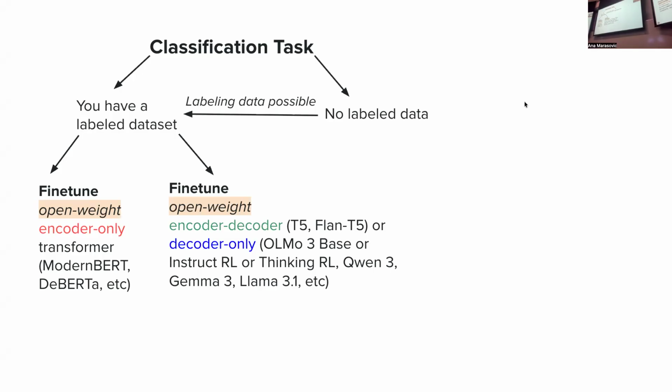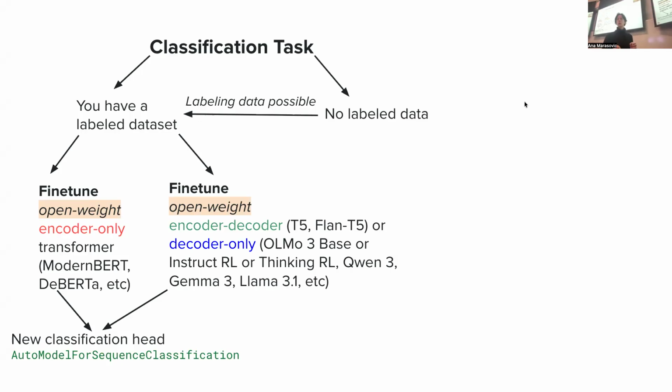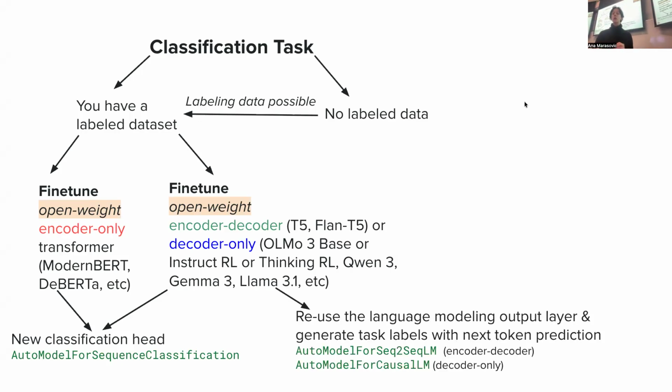You can use those encoder-only transformer models like BERT or ModernBERT. You could also use decoder-only models, right? And you can also use encoder-decoder. The only difference is if you are going to use a new classification head, remember that, or you are going to reuse the language modeling head. Of course, reusing the language model head is possible only with transformers that do have decoder components. So you wouldn't have that option for the encoder-only model.